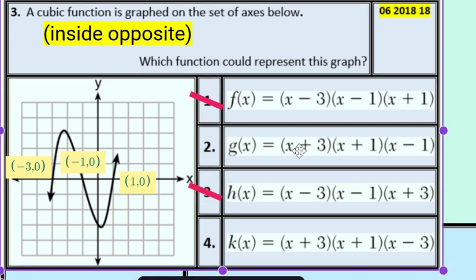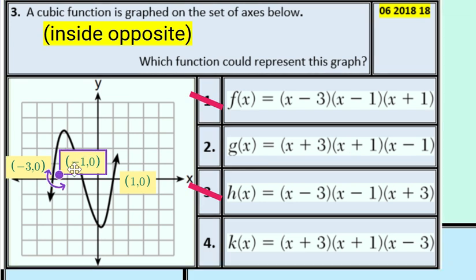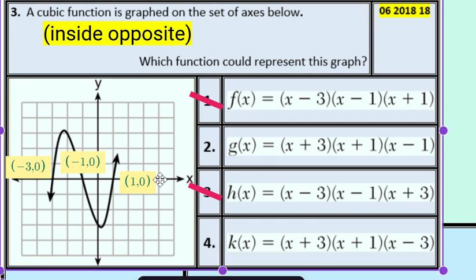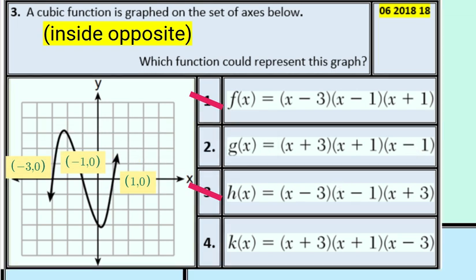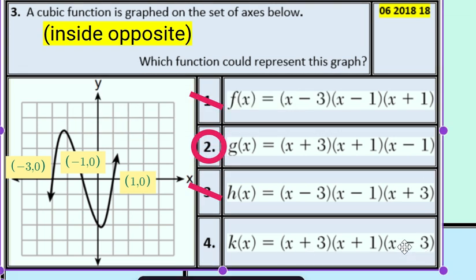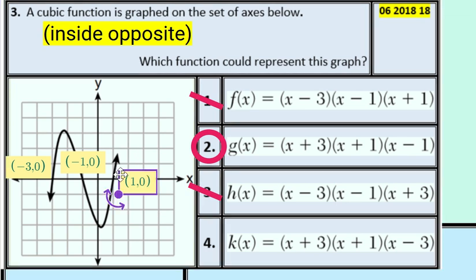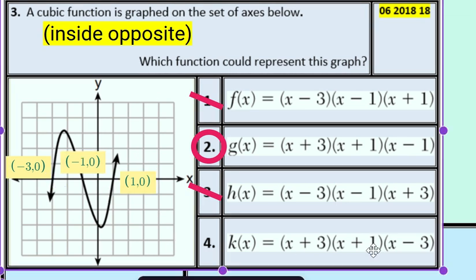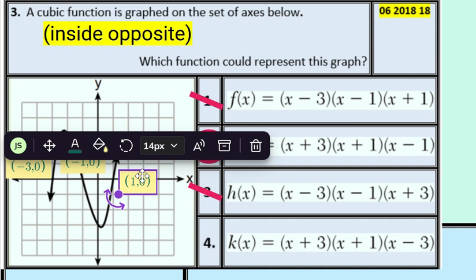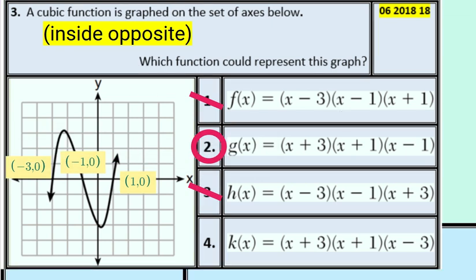So now I go from my positive 3, I go over, the opposite of negative 1 is positive 1. The opposite of 1 is negative 1. And that's why 2 is going to be our answer. When we look at 4, they have 2 3's. This graph is long gone when x is 3. It's up there somewhere. So that doesn't work.